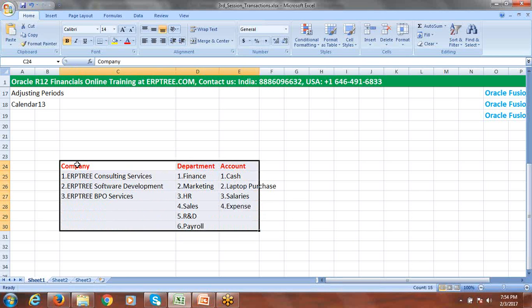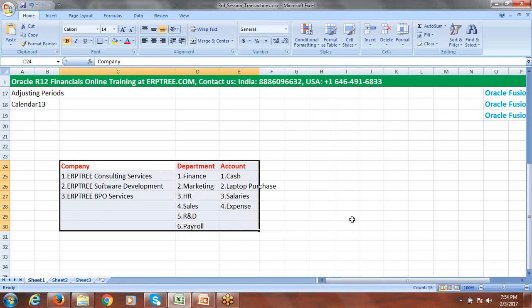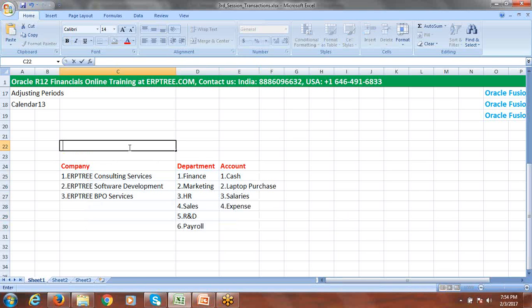Now tell me, by seeing these titles I can understand these are companies, these are departments, these are accounts. Now this total information belongs to which organization? There should be some title for the entire information, right? So I may write it as ERP3 group. When you talk about the ERP3 group, under that group we have multiple businesses: consulting, software development, and BPO services.